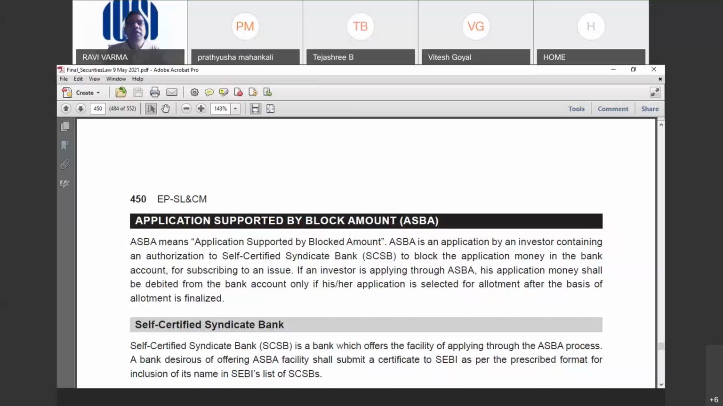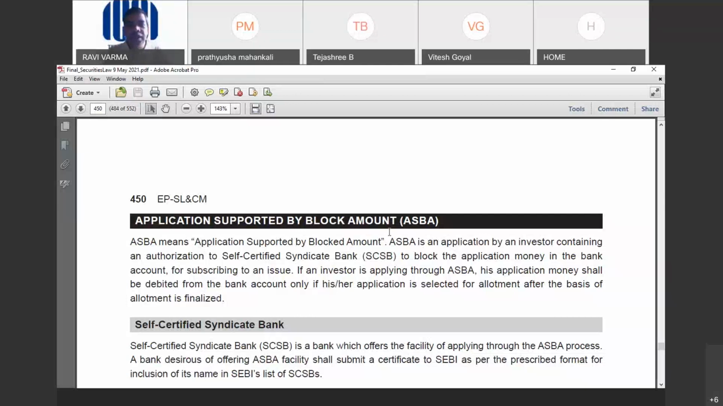Now what happened? Say, for example, I am investing 1 lakh, and it is lying in the process for 15 days. Don't you think for 15 days you have lost your interest? These are the common things that you know better. Isn't it that your amount is blocked and you have lost the interest? So in order to ensure that part is taken care of, the government has launched the ASBA process.